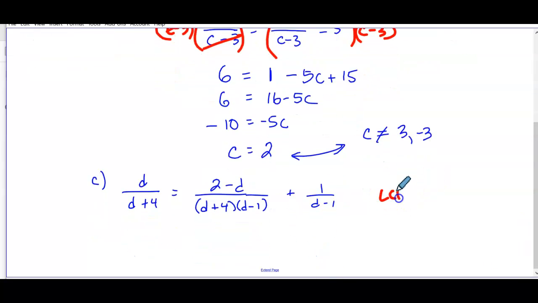my lowest common denominator has to have d plus 4, right, from that denominator. Then I look here, it has to have d plus 4 and d minus 1 is a factor. And then I look here, it has to have d minus 1. So this is your lowest common denominator. That's what I'm going to multiply both sides by.